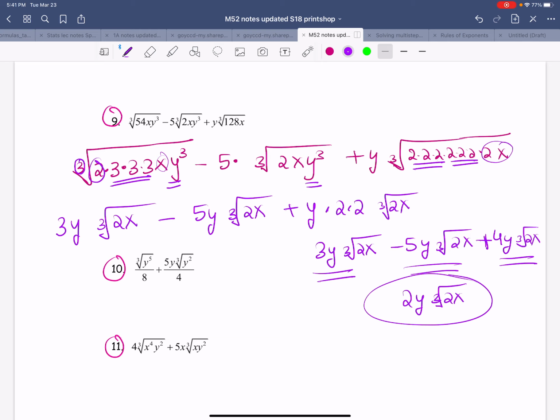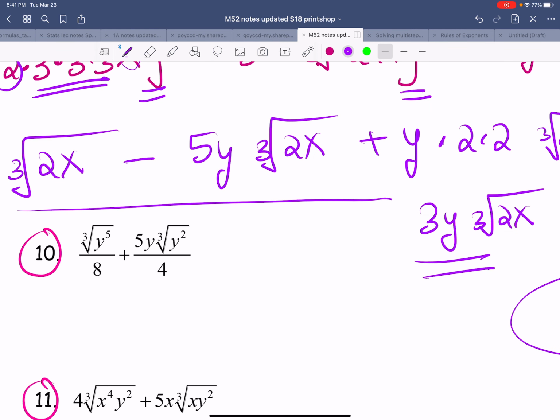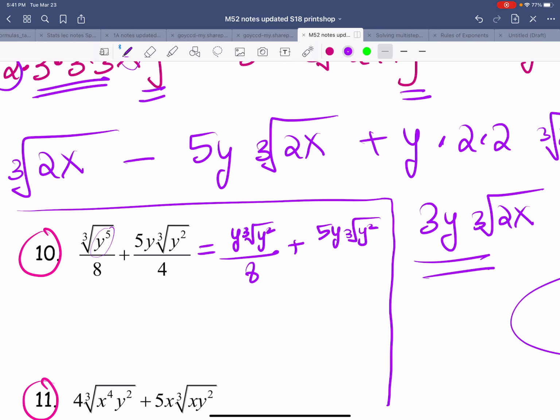Here's number 10. For number 10, we have a fraction with different denominators. We can only add or subtract the fractions when denominators are same. So I'm going to do that in a minute, but I'm going to go ahead and try to simplify this y to the 5th here. I have 5 y's and it's a cube root. I can pull 1 y out and 2 y's will be left inside the cube root. Now the next one, we have 5y, and again it's a cube root of y squared. I'm not able to pull any y's out.